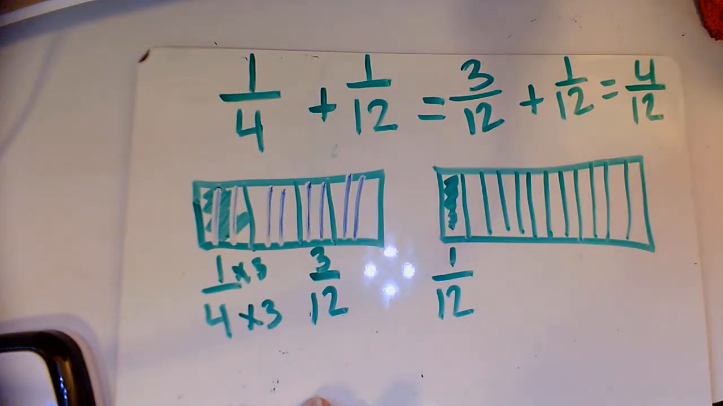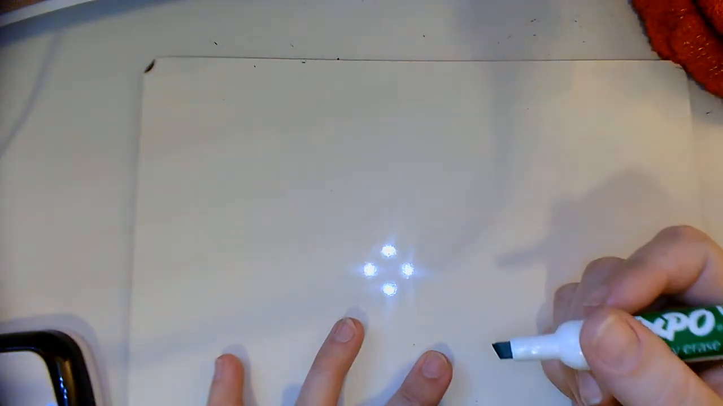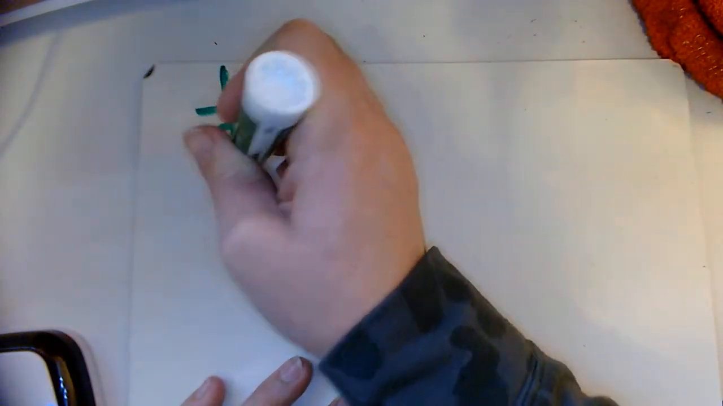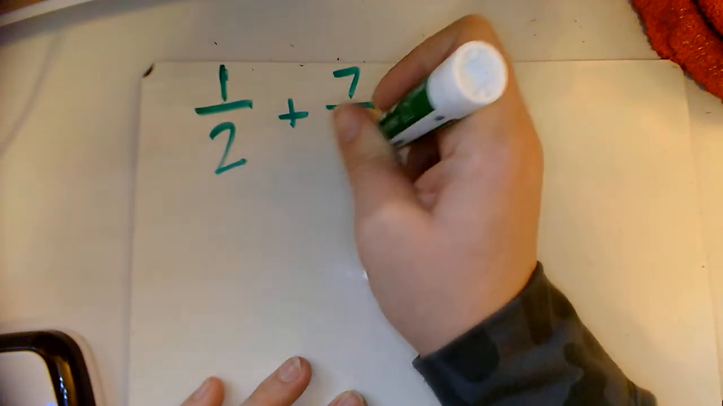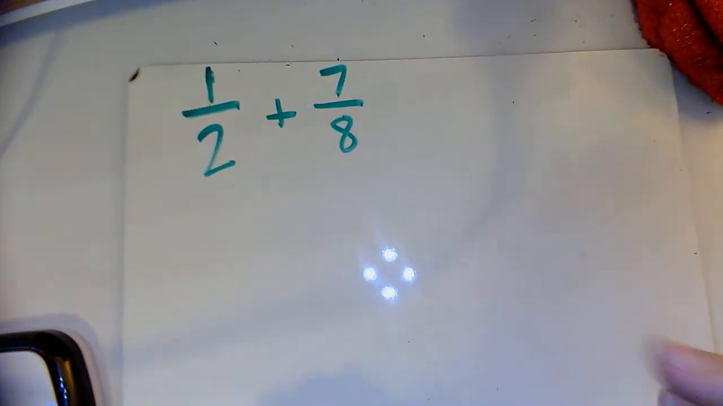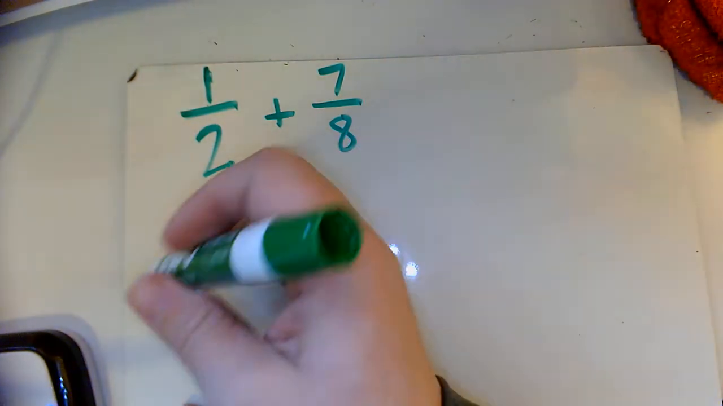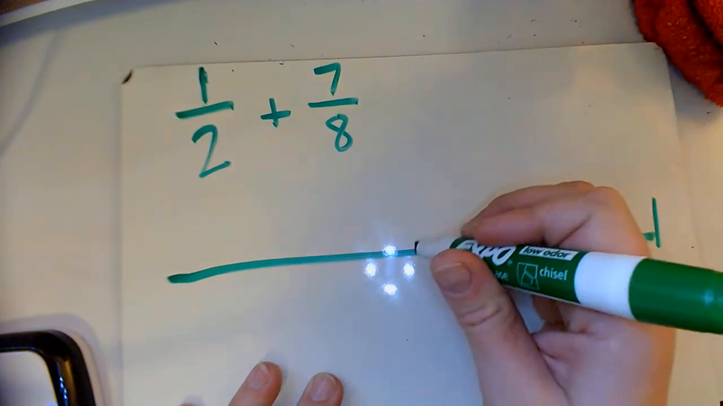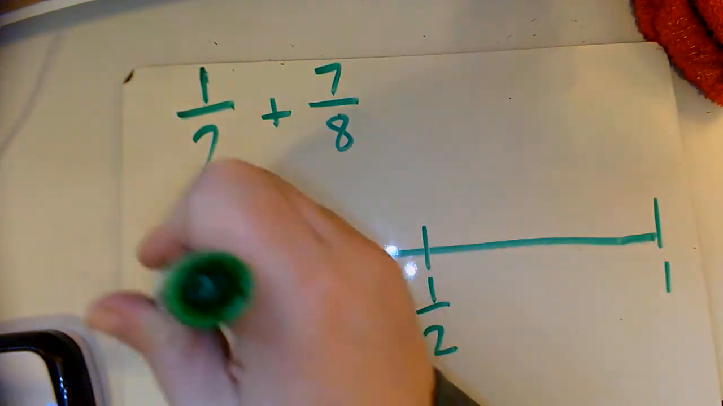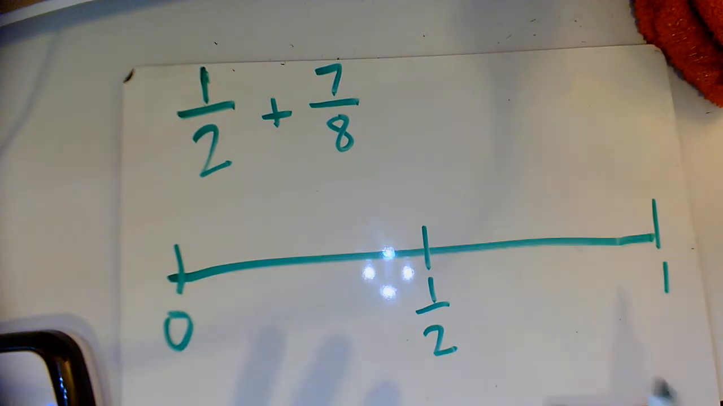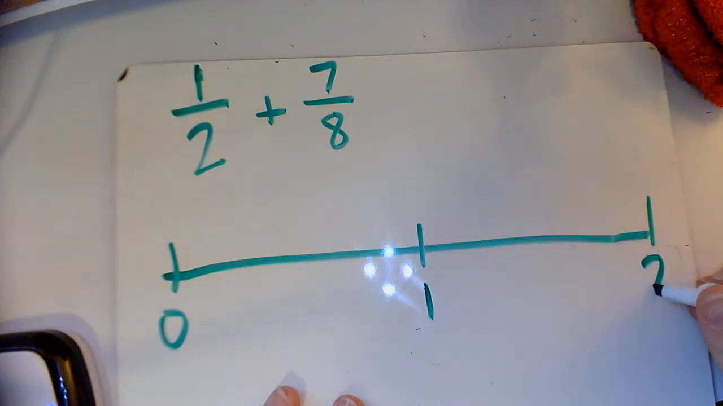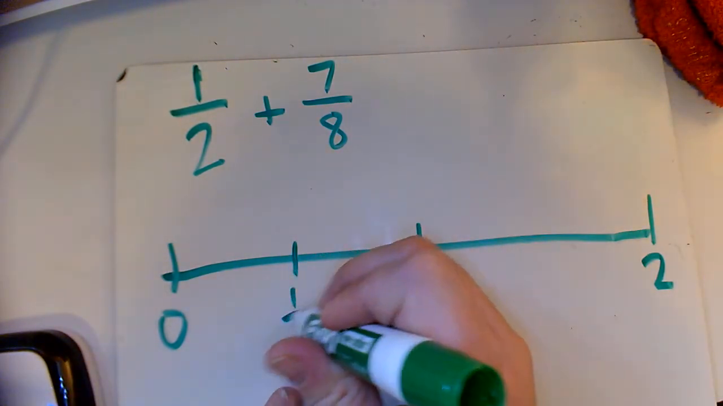Okay, so let's see what this is going to look like instead of a tape diagram if we use a number line. All right, so our first problem here is going to be 1/2 plus 7/8. I'm going to show you what this would look like if we were to use a number line to help us solve. So I'm going to draw my number line out. Got 1, 1/2, and 0. And because my 1/2, actually we're going to do this. This is going to be 1, 2. Here's my 1/2.